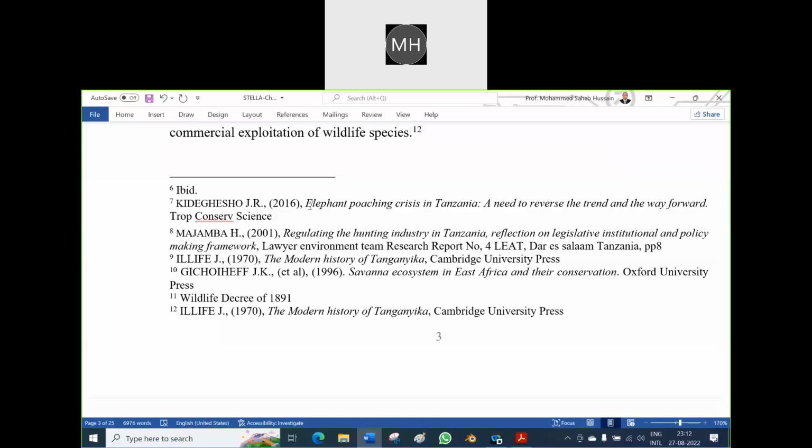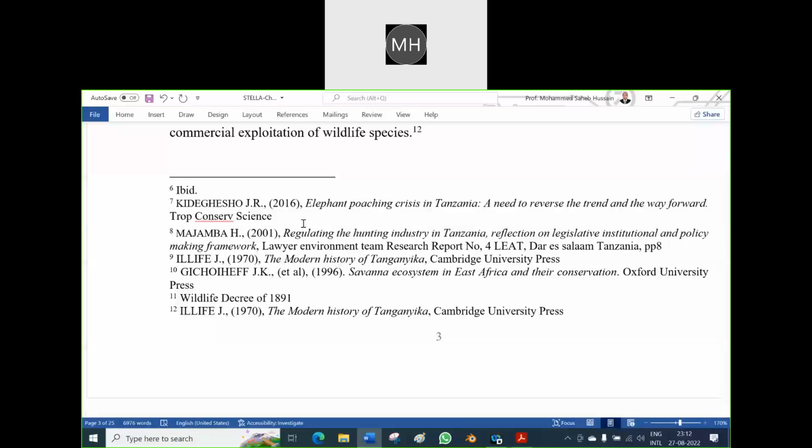Then you have to write the title of the journal. The title of the journal should be in italics. And this you need not keep in italics, because it is the title of the article. Only the title of the journal should be in italics, but that is missing. Then where is the volume? Where is the issue? Volume and issue. And where are the pages? Even the particular pages.